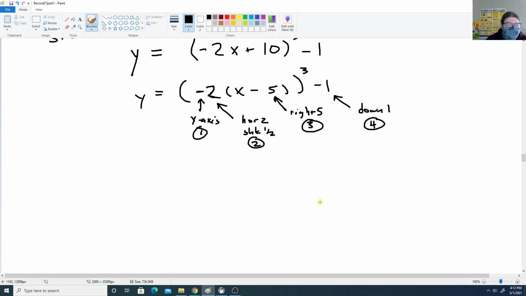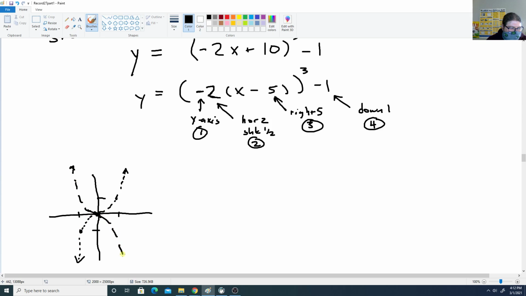So if we graph this, we start with the cubic graph, which looks like this. Got the points -1 and +1 on it. First we do a y-axis reflection. So this right-hand part reflects and becomes the new left-hand part. The left-hand part down here reflects and becomes the new right-hand part.